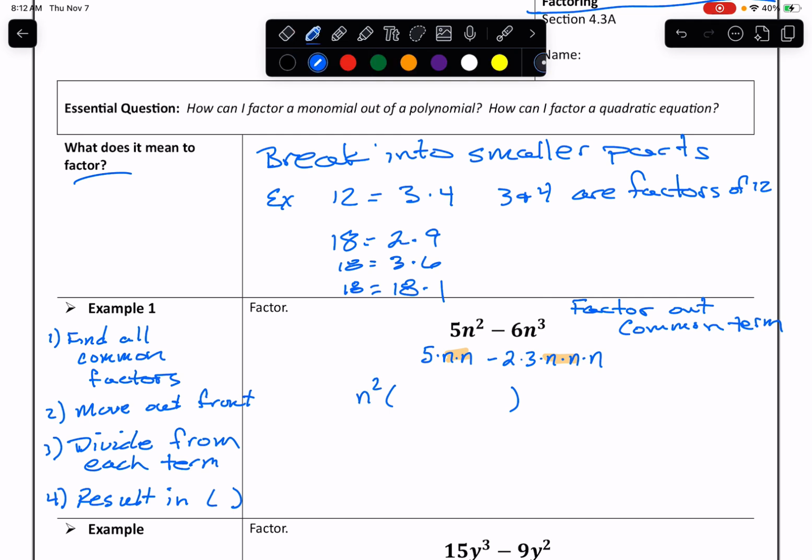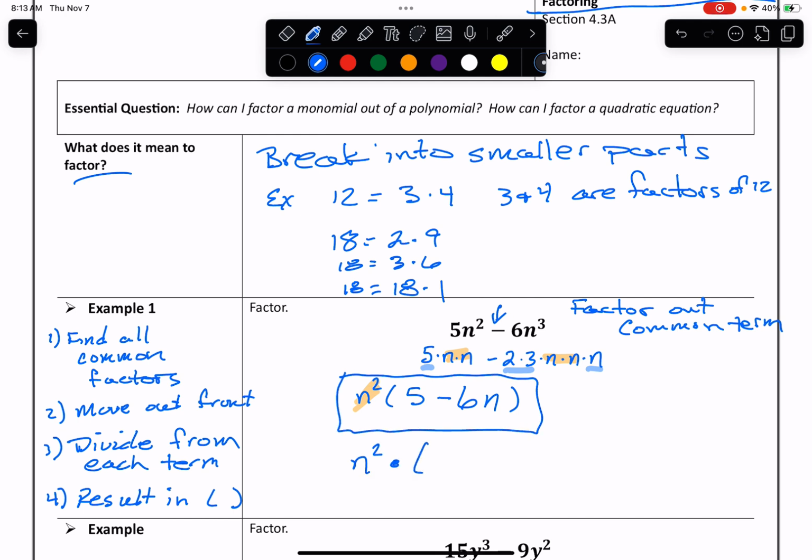Okay, so what I've done is I've taken that n times n, and I've moved that out front, and then what's left over here is the 5 from there, and the 2 times 3, and the n from there. So the result is 5. We've got a minus sign, so that minus sign stays. 2 times 3 is 6, and n. And this is factored. Okay? I have n squared times 5 minus 6n. Two things that multiply to give me 5n squared minus 6n to the third.